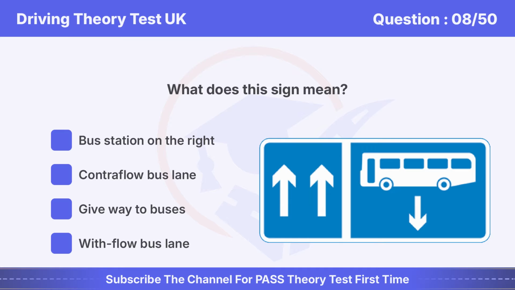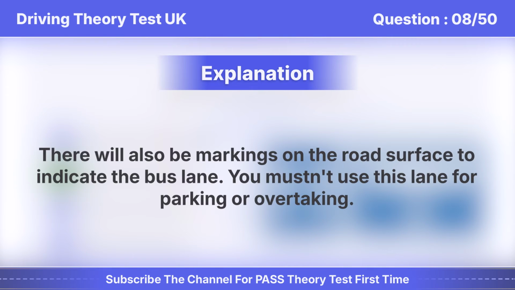Question 8. What does this sign mean? Answer is B. Contraflow bus lane. There will also be markings on the road surface to indicate the bus lane. You mustn't use this lane for parking or overtaking.